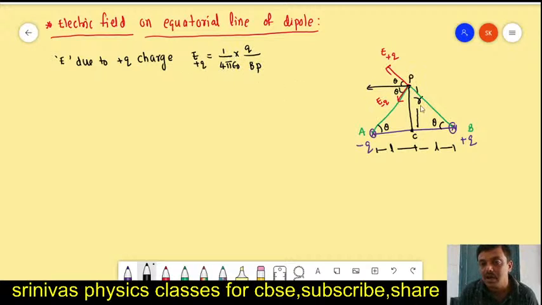Here, r is the distance of the charge from point P where you are finding the electric field. Electric field due to the plus q charge: BP square, you write 1 by 4 pi epsilon naught into q by BP square. Then we can simplify later. How to write BP square? From the Pythagoras principle. Similarly, we can find the electric field due to the minus q charge.